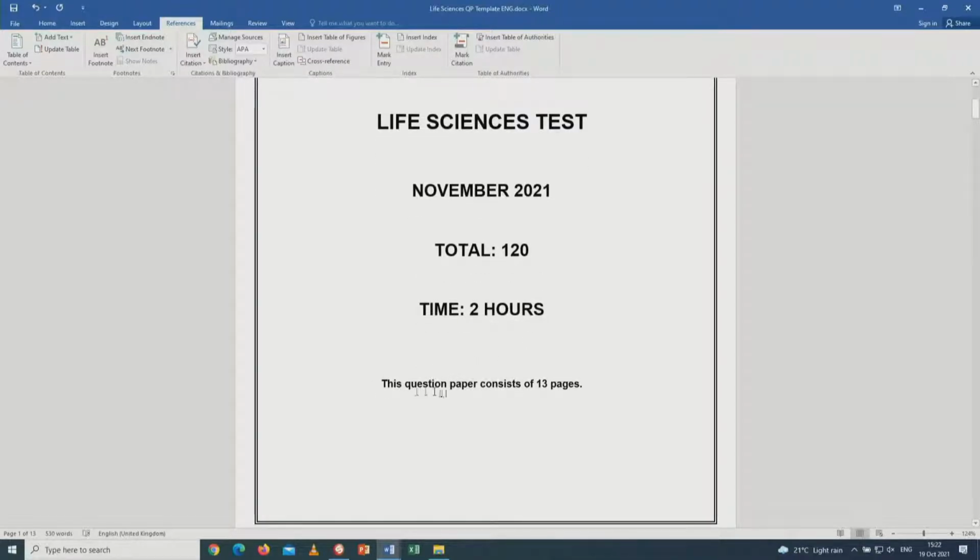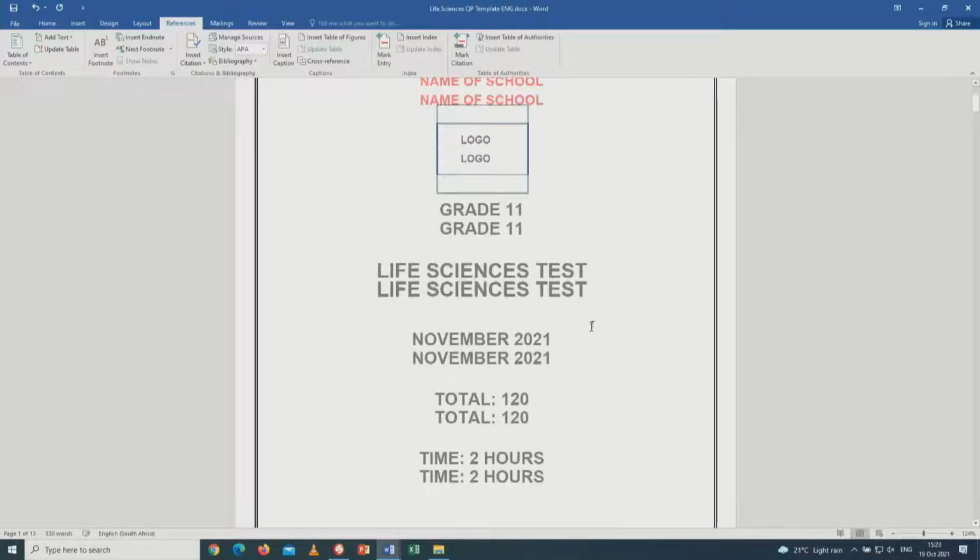And it tells the learners this question paper consists of 13 pages. While you're setting, normally you do this right at the end when you know exactly how long your paper is, and you find that here in the left-hand side bottom of your computer screen, which says we are now on page 1 of 13. Then you know the maximum number of pages is 13.